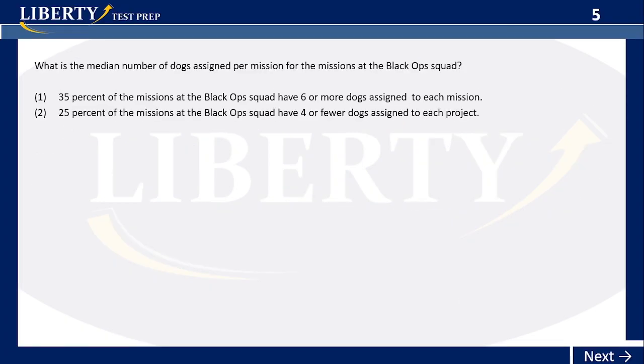So now let's go and do this one. This one is an intermediate question for the median, okay? So just be careful with this, okay? Tread lightly.